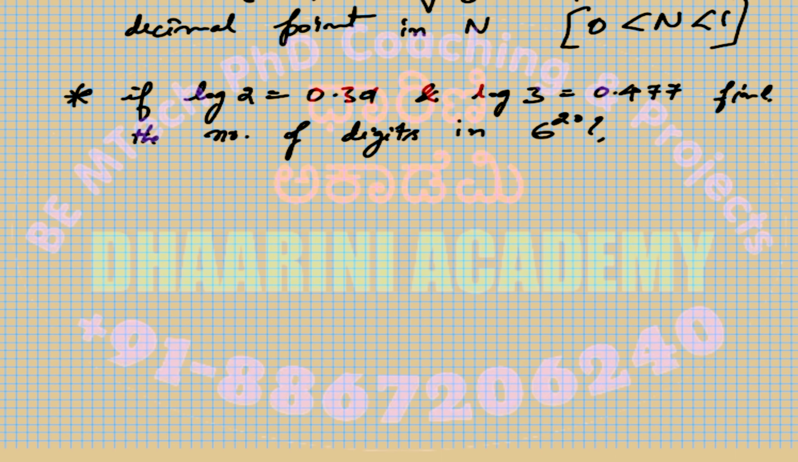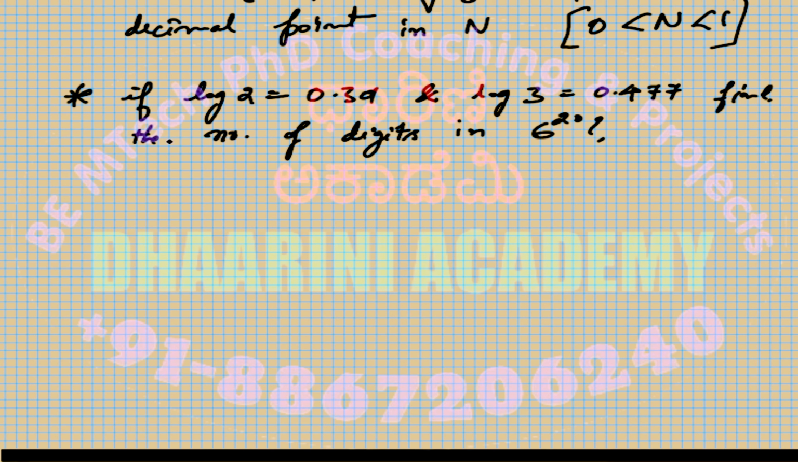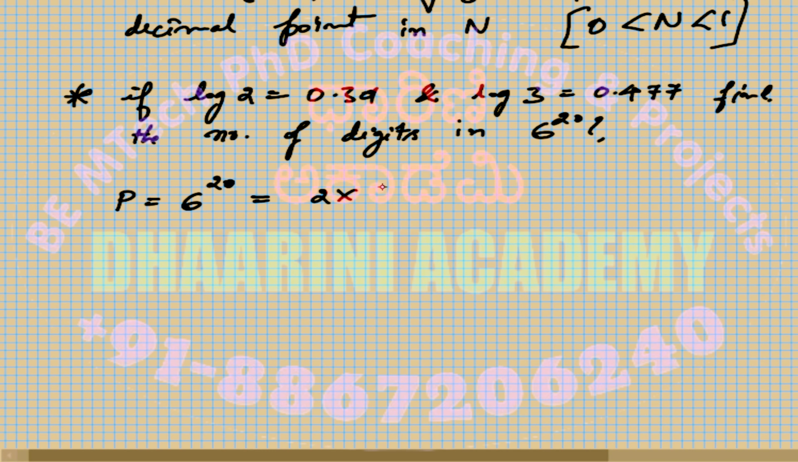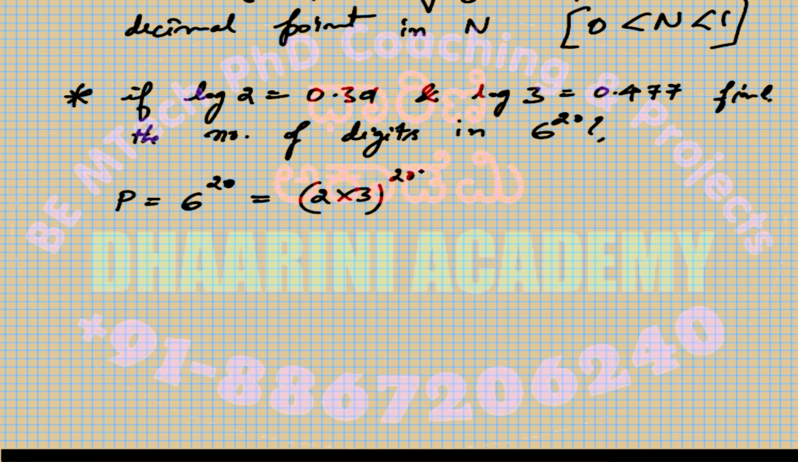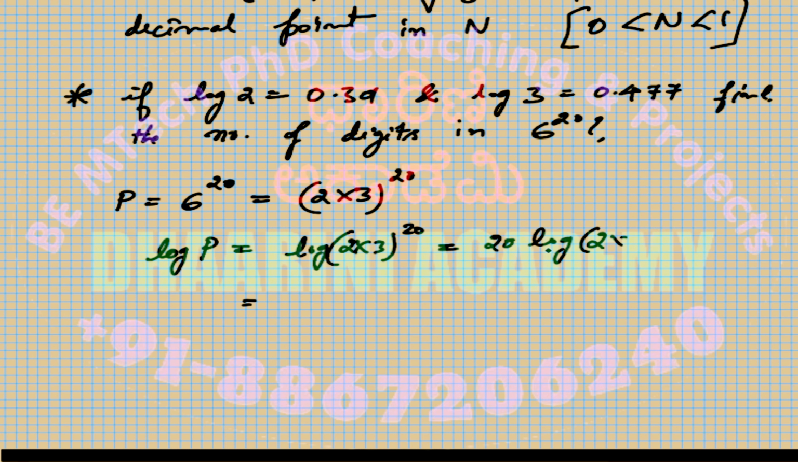All right, let's try to find this answer. Let's write P is equal to 6 to the power 20. I try to split 6 because 2 and 3 are given. So this is 2 into 3 raised to the power 20. Now I'll take log. Log P is equal to log of 2 into 3 to the power 20, which we can write as, if there is a power, we can bring it down, as 20 log of 2 into 3. There is a fundamental rule in log that if you take a log of a product, that becomes the sum of the logs. So I'll take 20 out, and log of 2 into 3 is simply log 2 plus log 3.